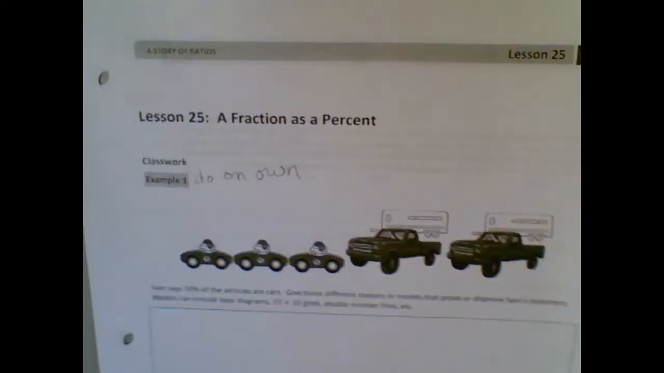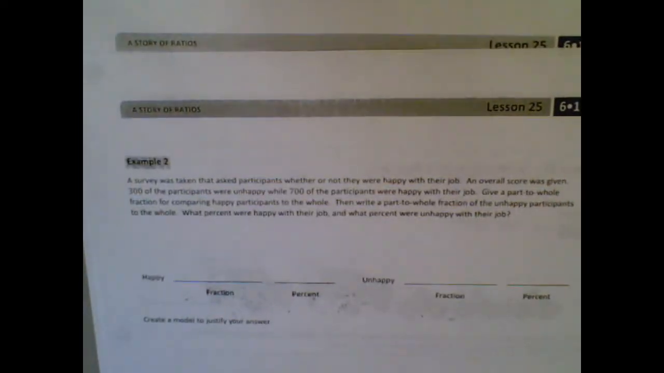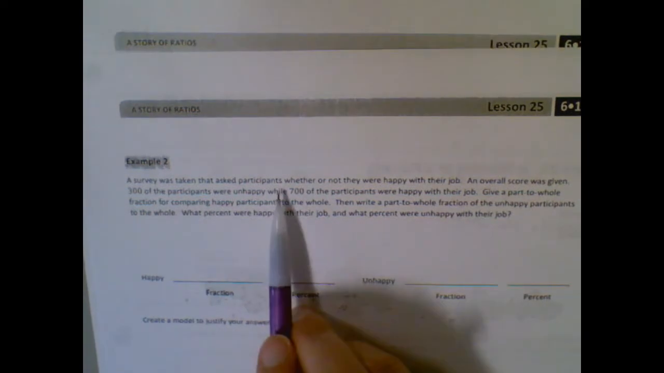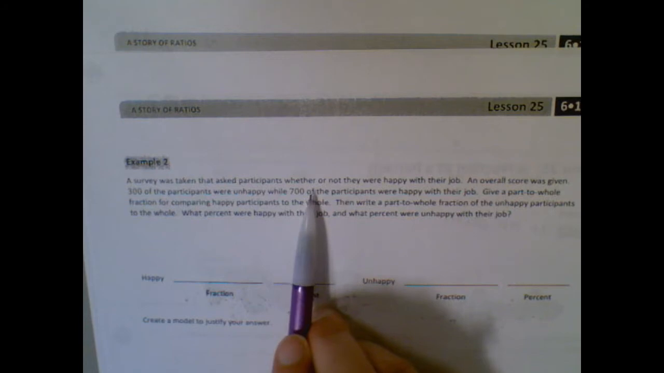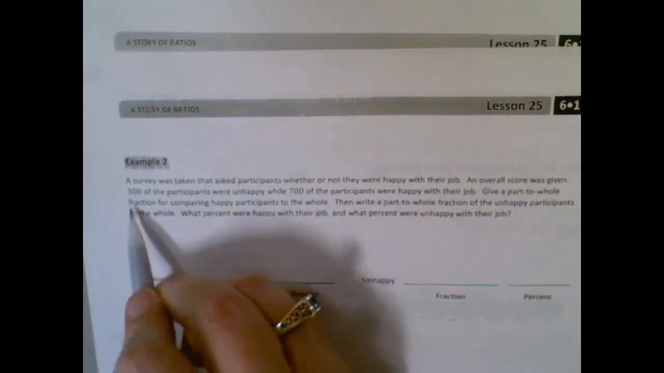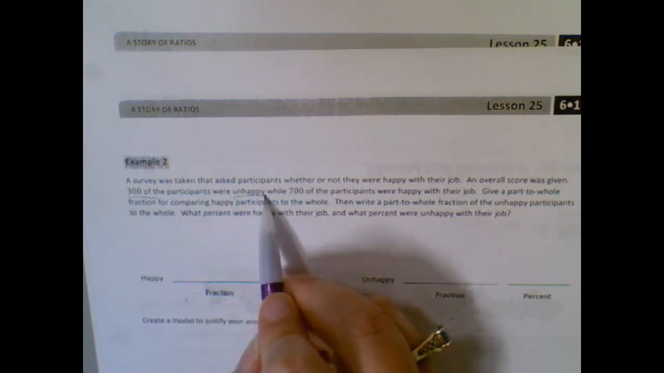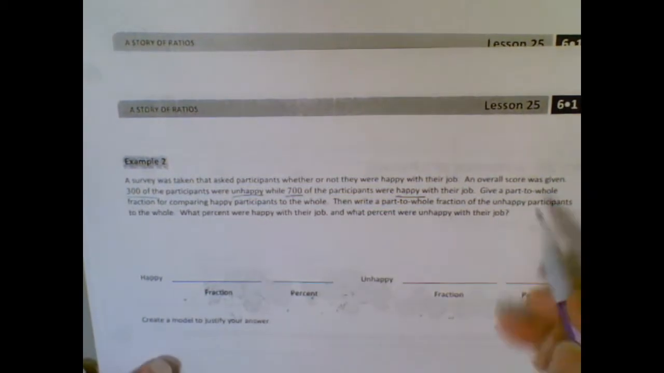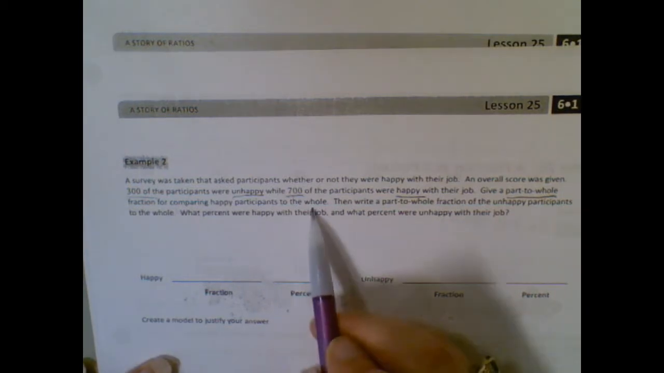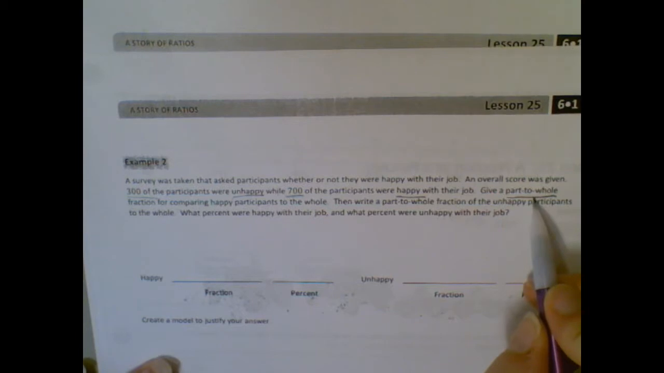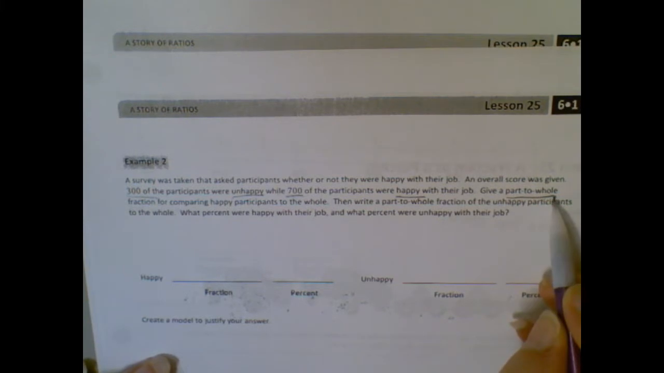So let's flip the page to example 2. You have the sheet in front of you. It says a survey was taken that asked participants whether or not they were happy with their job. An overall score was given. 300 of the participants were unhappy, while 700 were happy with their job. Give a part to whole fraction for comparing happy participants to the whole. Remember that part to whole is the only way we can get a percent. Percentage has to be a part to whole ratio.